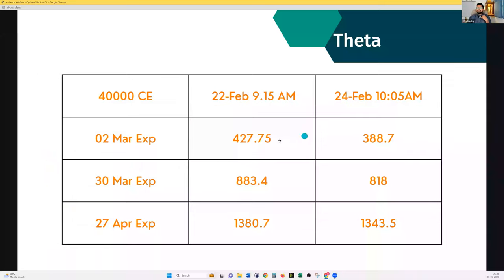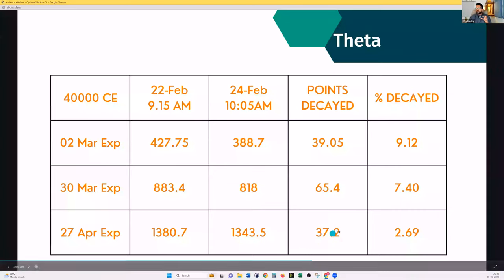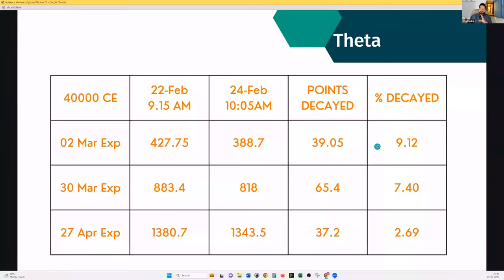Now we will look into the premium. On the 22nd February, at the same point, the premium was 427. On 24th February, the premium is trading at 388. So there is something which has been eroded, right? And you can see here 883 to 818, and 1,343. So clearly there was 39 points of decay here, 65 points of decay here, and 37 points of decay here. On the percentage calculation, it is 9% on the 2nd March expiry, 7.4% on the 30th March expiry, and 2.69% on the 27th April expiry.